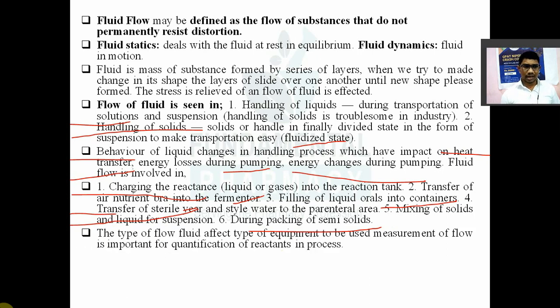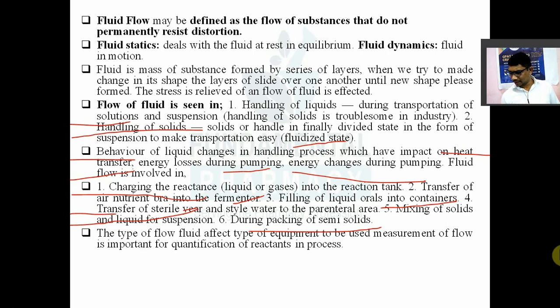Now the type of flow, whether it is a turbulent flow, a viscous flow, or a streamline flow, affects the type of equipment to be used. कौन सा equipment use करना है वो उसके ऊपर डिपेंड है कि कौन सा flow है. So type of fluid flow will affect the equipment used in the process. And that's why measurement of flow is important for the quantification of reactant in the process.